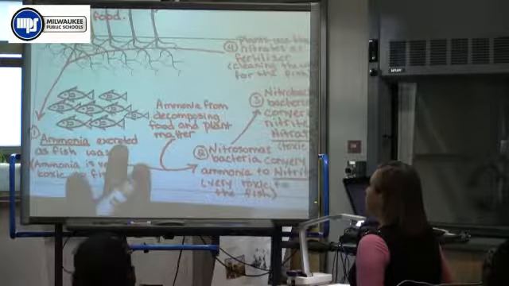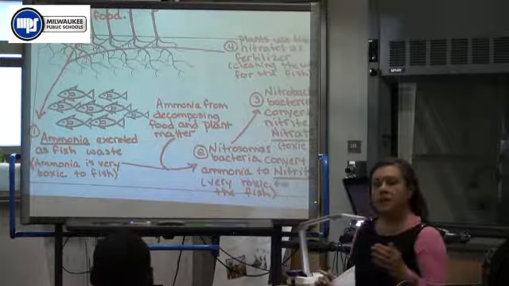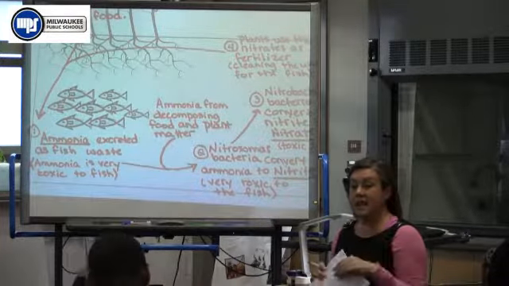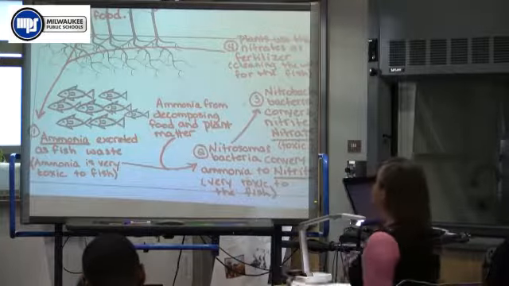To our plants, we go right back into ammonia is excreted from the fish, and this is just a continuous cycle that happens in our tank all the time.